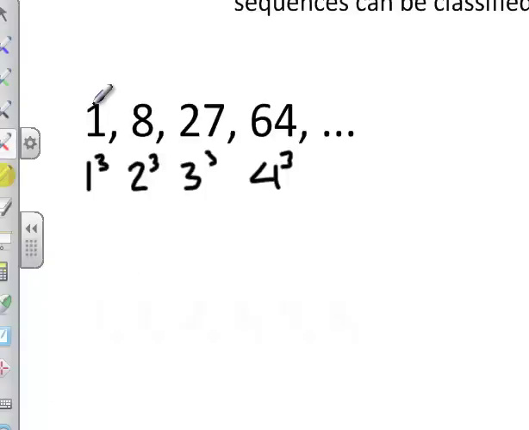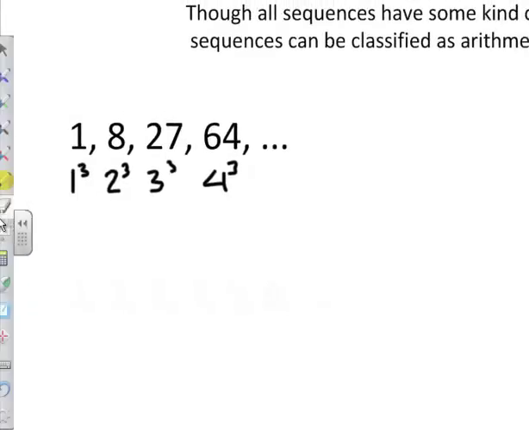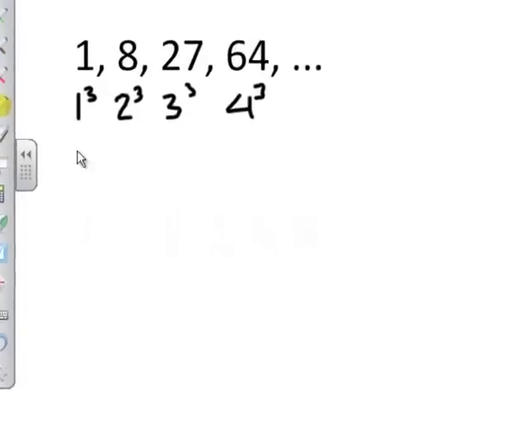If you were to assume that this is arithmetic, then to go from 1 to 8, you're adding 7. But if you add 7 again, that doesn't get you to the next term, so clearly this can't be an arithmetic sequence. Similarly, if you were to think that this is geometric, well, to go from 1 to 8, you would multiply by 8, but then multiplying by 8 again does not get you to the next term. We would just say that this sequence is neither arithmetic nor geometric. We're not going to try and classify it.